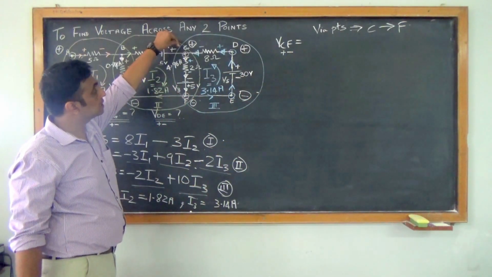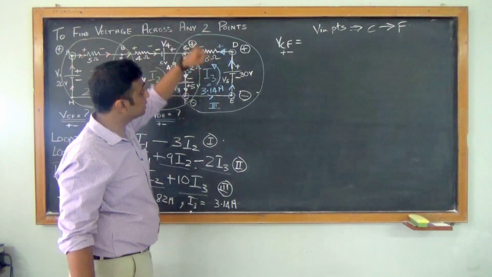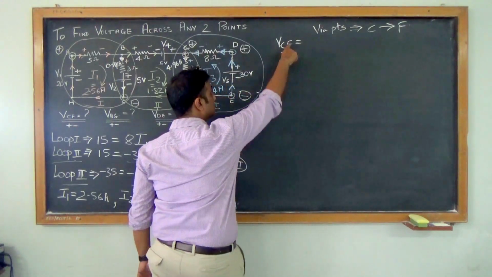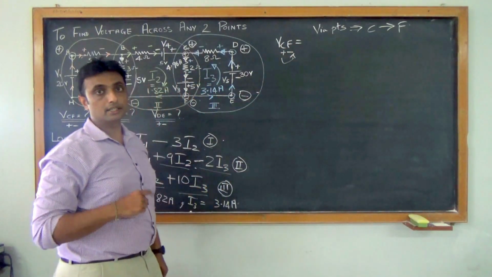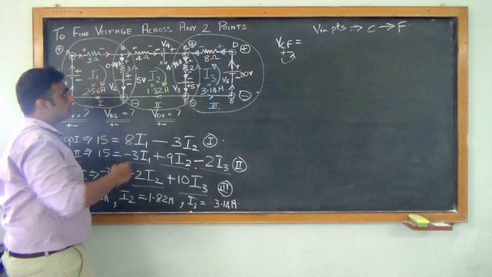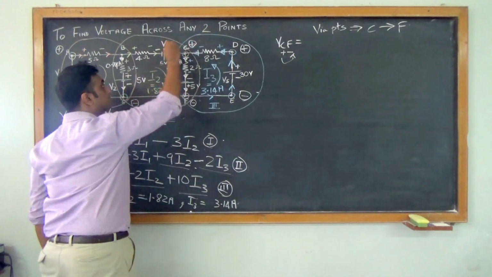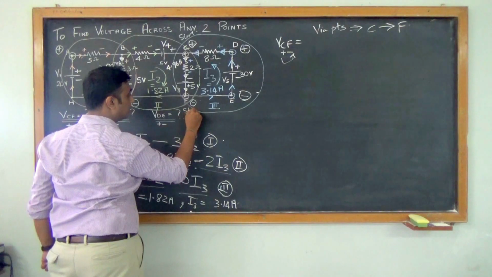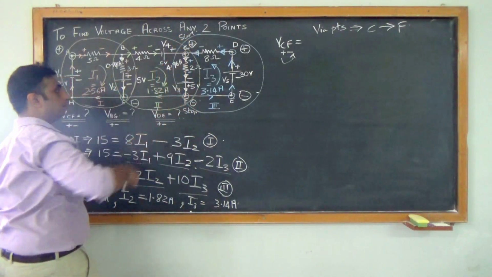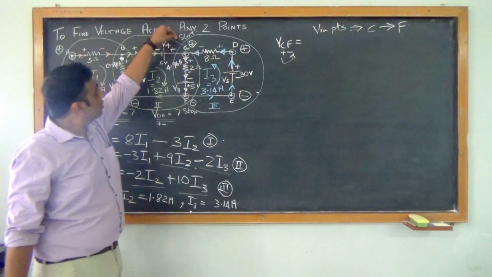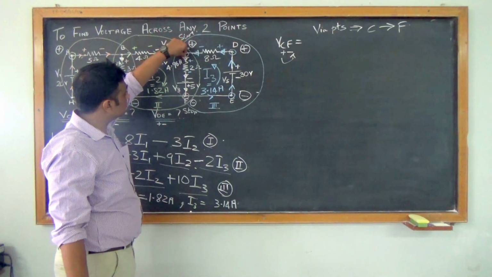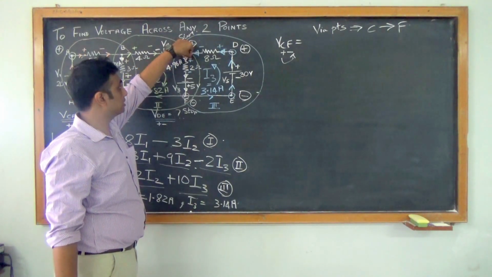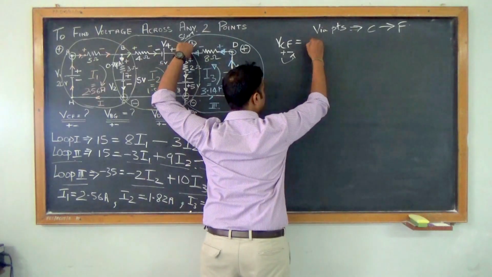Now we are moving from points C to F. So you can either start from C and go to F, or you can start from F and go to C. So we will consider the first case, starting at C and then going to F. So this will be my start and this will be my stop. So starting from C, the first terminal it comes in contact is the first terminal of the resistor. What is the first terminal of the resistor? Positive. So my sign polarity is positive.